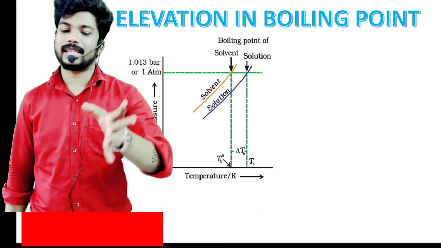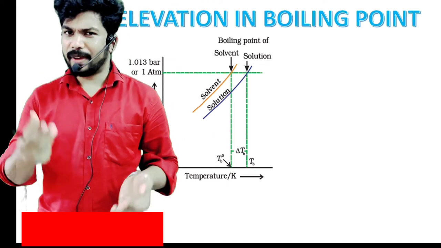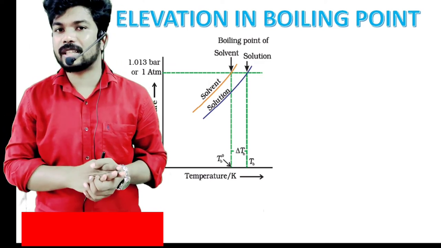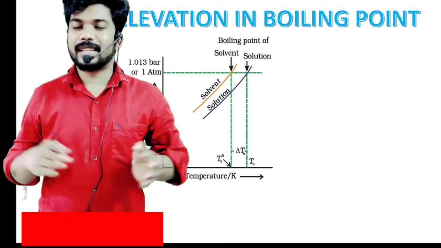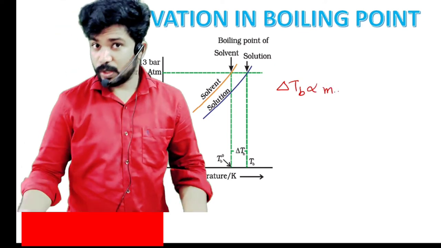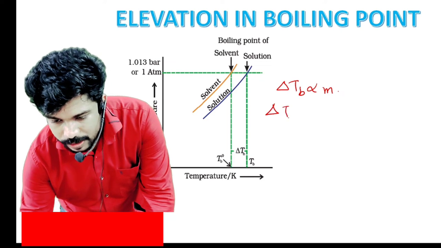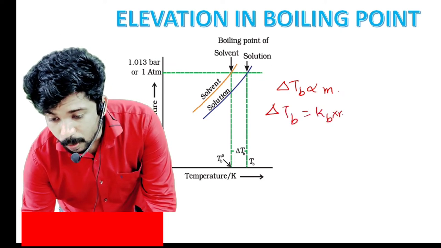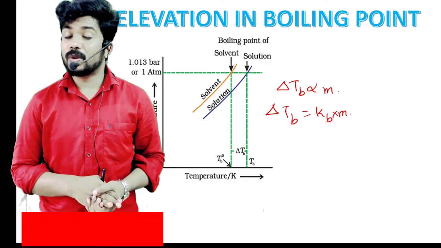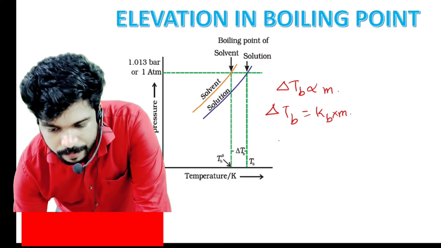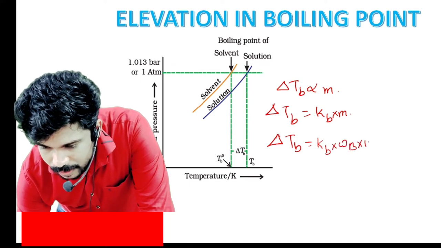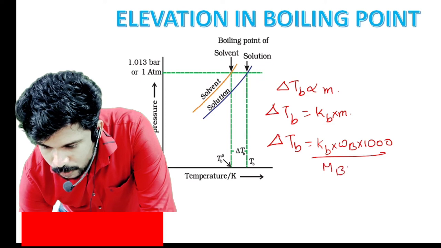So let's go to the next one, that is elevation in boiling point. Already I told you, when a solute is dissolved in a solvent, its boiling point will elevate. That means its boiling point will increase. And the difference in that boiling point is delta TB. This delta TB is directly proportional to molality. To change that proportionality sign, just multiply it with a constant, that is KB. KB is called molal elevation constant or ebullioscopic constant. And what is M? M is molality. So let us expand the equation, that is WB into 1000 divided by MB into WA.